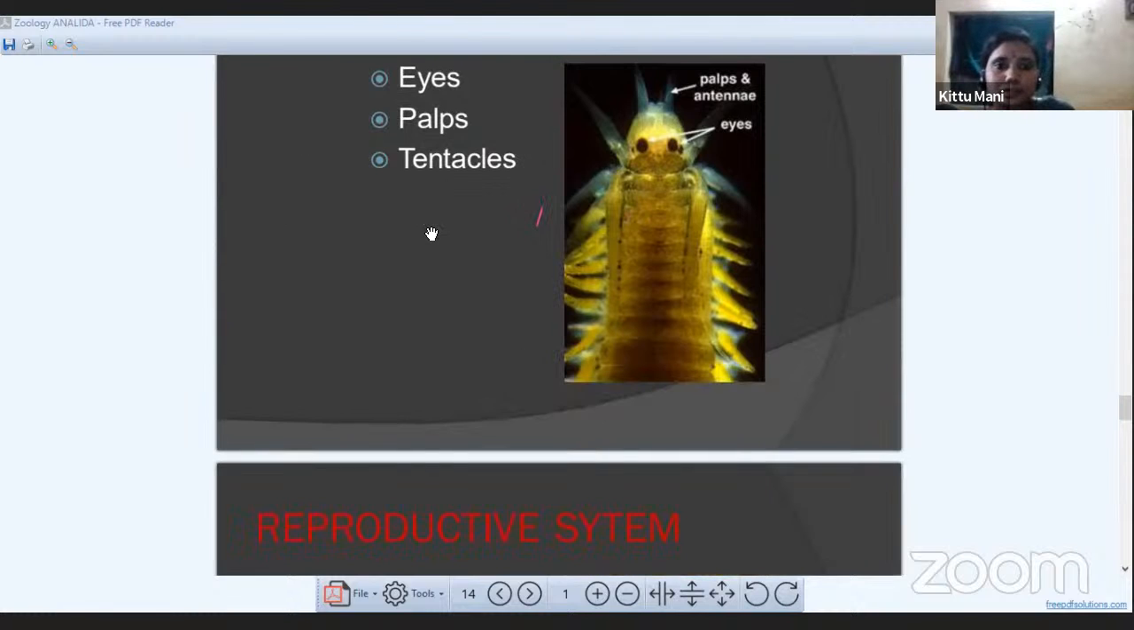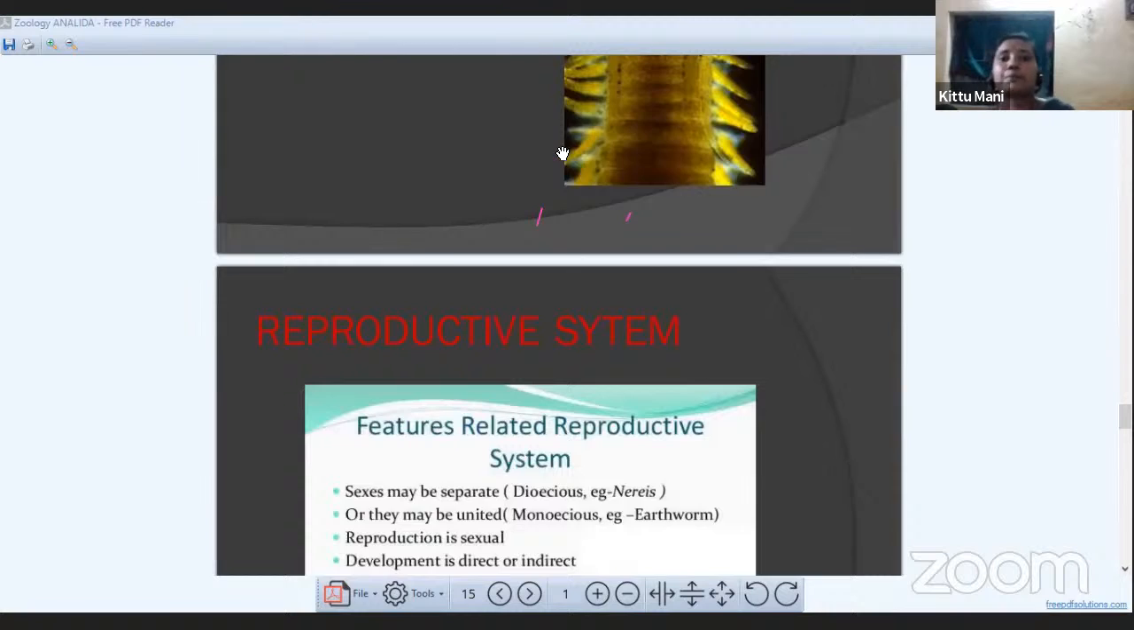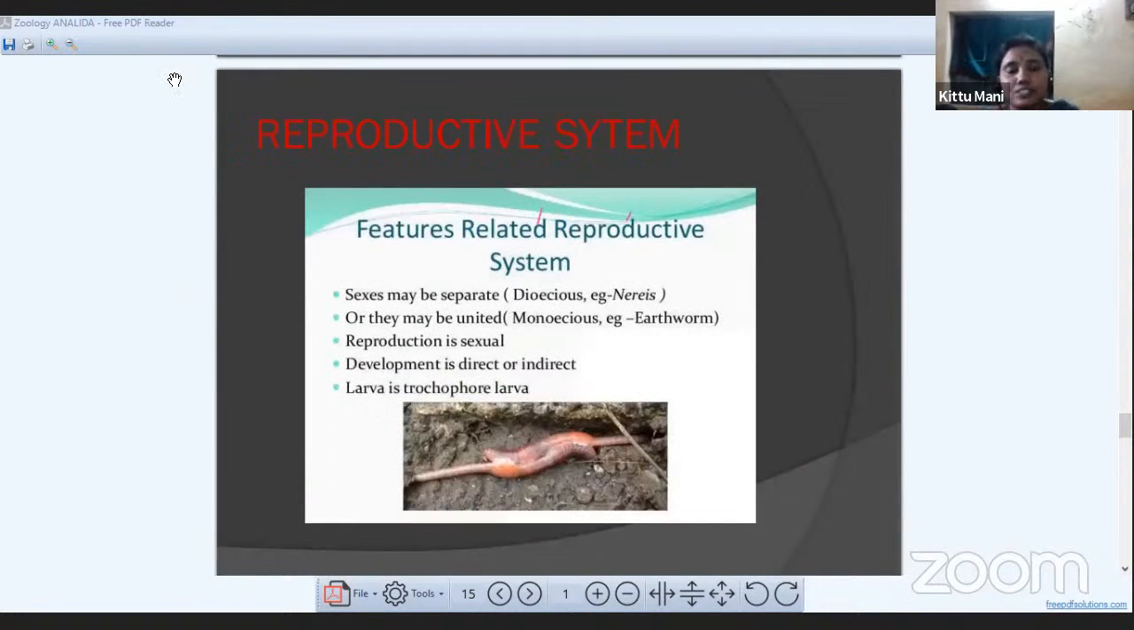Next, we will enter into the reproductive system of the annelids. What is it, students? The reproductive system, the generating system. Okay, here sexes may be separate. Sexes being separate means dioecious. We already learned this word. Dioecious means the male organism is separate and the female organism is separate. So both organisms are there. For example, Nereis: here male Nereis is different, female Nereis is different.